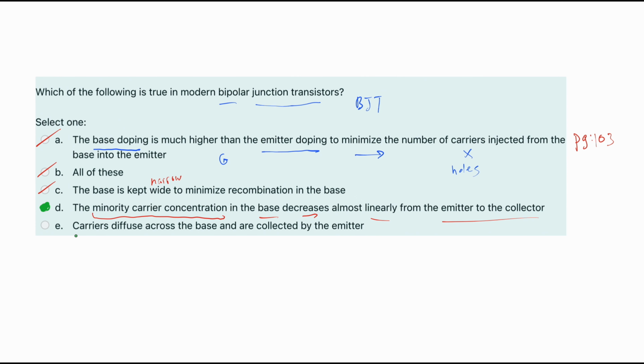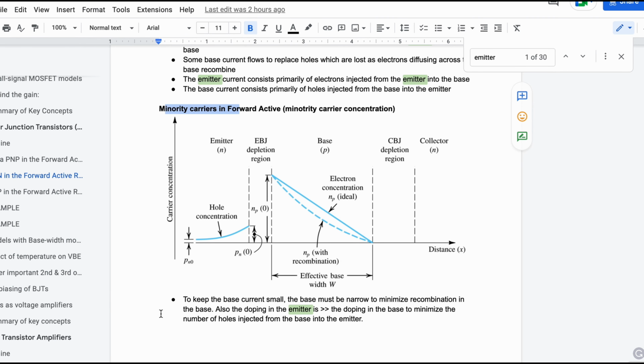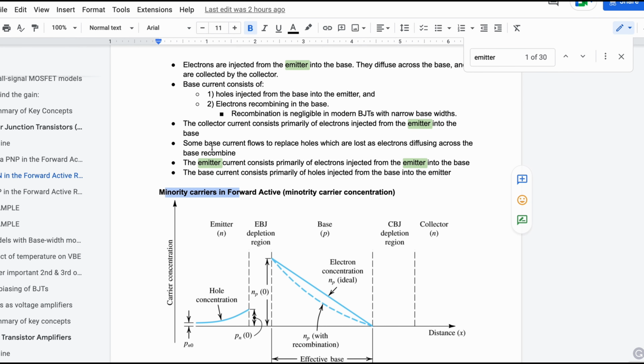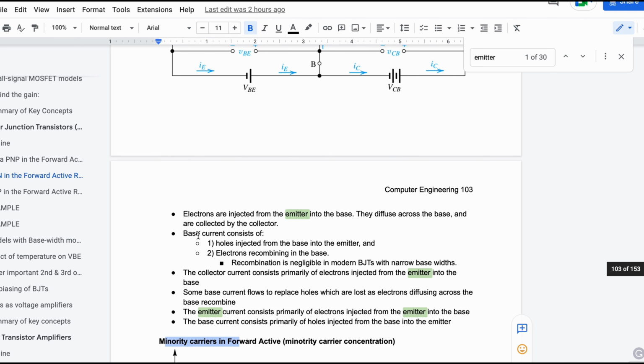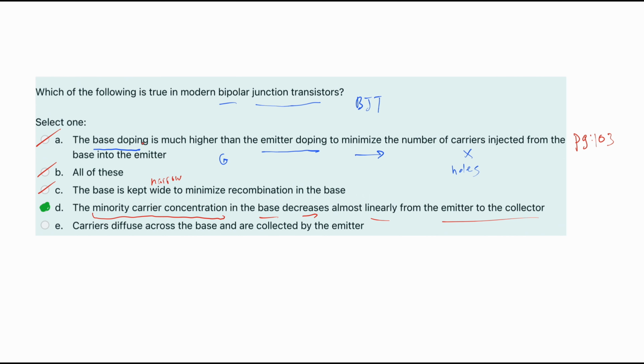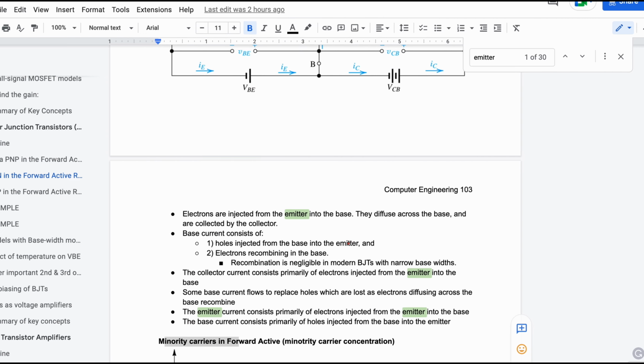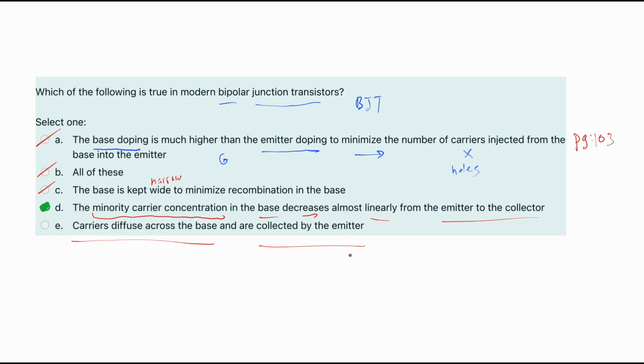Next, we have carriers diffuse across the base and are collected by the emitter. Well, if we scroll up, because these aren't the only notes we have, some more right here, NPN in the forward active region. Electrons are injected from the emitter into the base. They diffuse across the base and are collected by the collector. So here it's saying carriers diffuse across the base, collected by the emitter. It's really wrong because we know that they are collected by the collector. So this part is incorrect. It should be the collector.